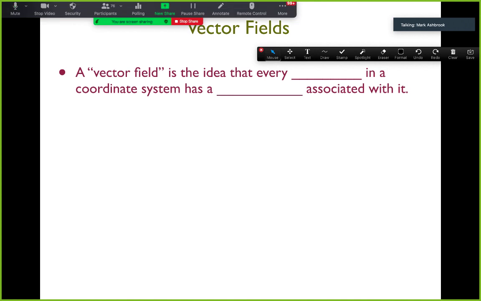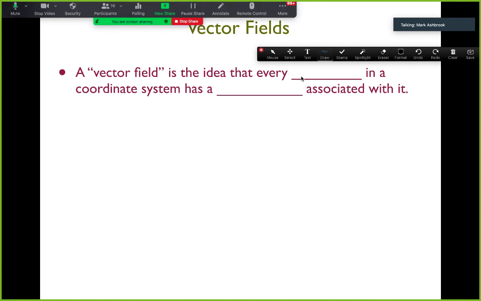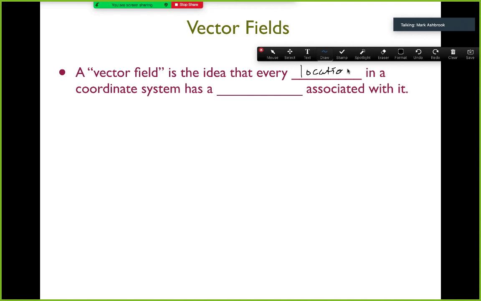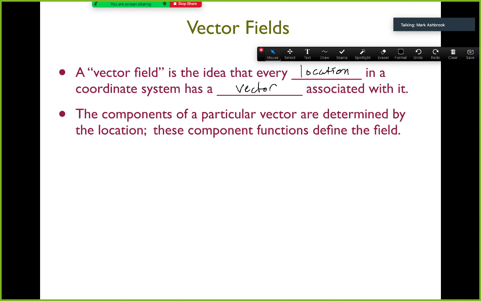Okay, so here's a review. A vector field is the idea that every blank in a coordinate system has a blank associated with it. Location and vector. He says every location in a coordinate system has a vector associated with it. Do we all agree with that? I agree. Good. And so then, remember the components of a particular vector are determined by the location, and these component functions define the field. That's what we were figuring out: what were the component functions that define the field?